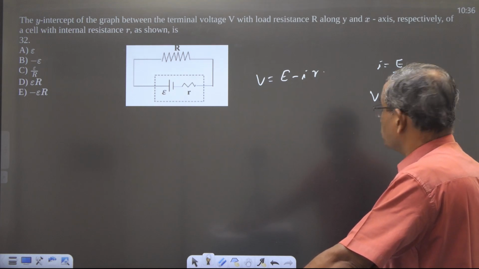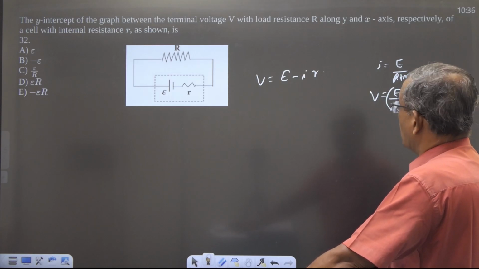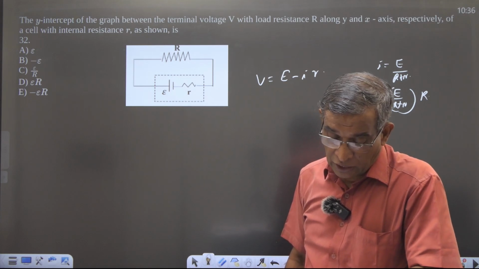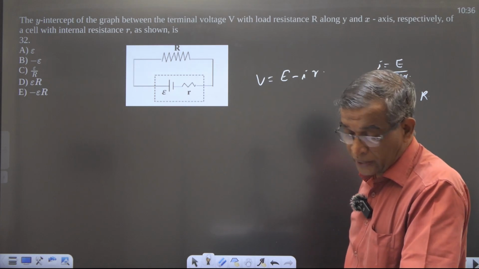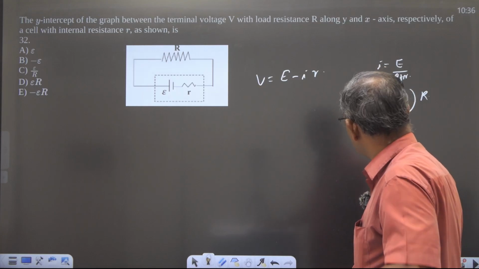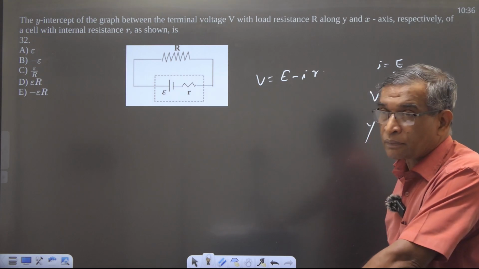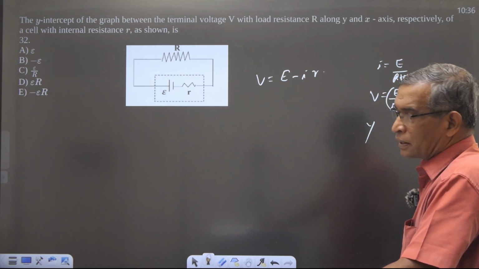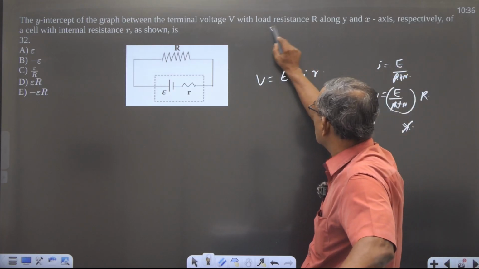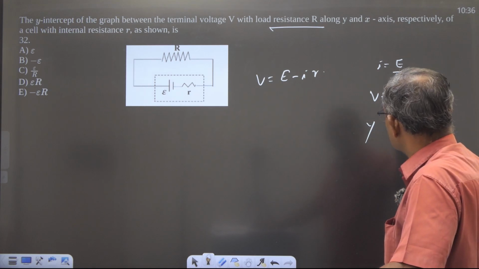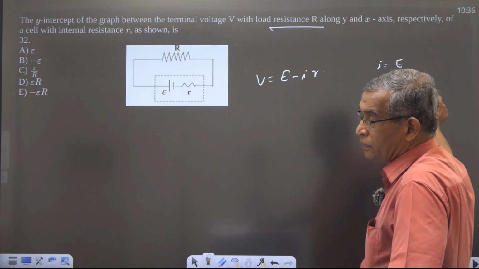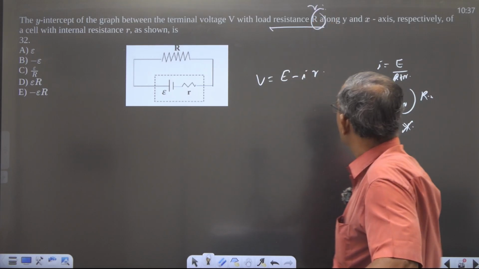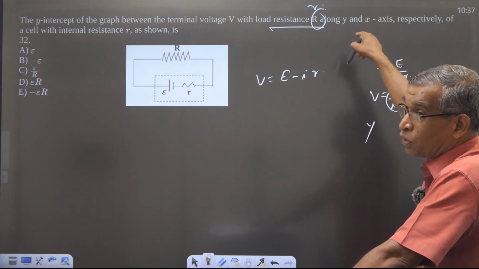And with whom you have to draw the graph as per the question. Find the graph between the terminal voltage V and load resistance R along y and x. But definitely there is a mistake. The mistake is with the load resistance R, because it is a somewhat complex term. Here you can see it's a complex term. But what they mean, as per the question, is the internal resistance, small r.